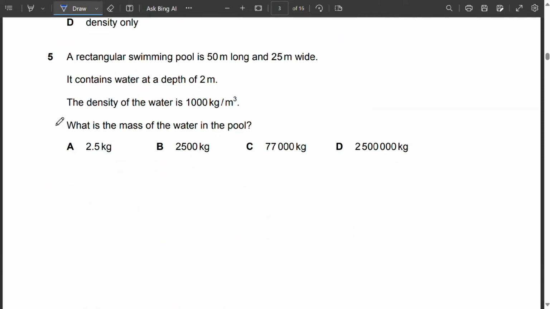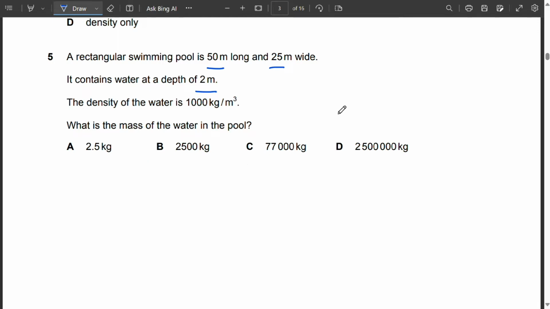Fifth, a rectangular swimming pool is 50 meters long, 25 meters wide. It contains water at a depth of 2 meters. The density of water is 1000 kilogram per meter cube. What is the mass of the water in the pool?